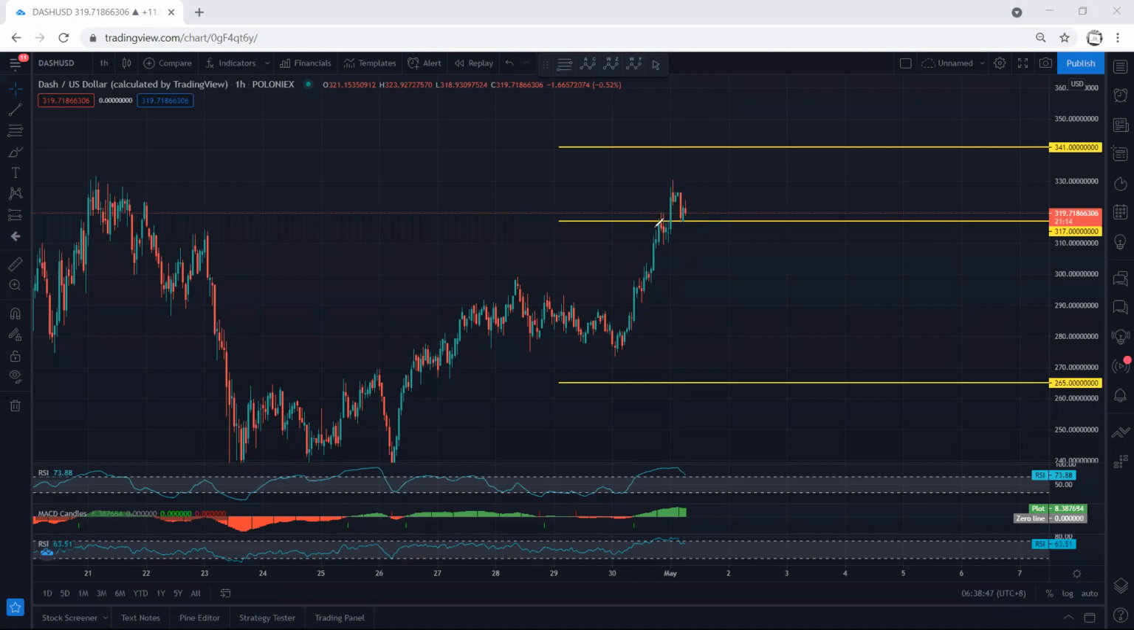Now the thing to see: the first time the price tagged it, it couldn't break. Then we got a correction, a small flag, and there was a continuation. Now we want to see what's next, because in our analysis we mentioned after the breakout of 317, we can expect the price to continue to the second target, which is 341. That's why we mentioned if the price tags 341, then we can move our stop loss to the first target, 317. At least we can book some profit.